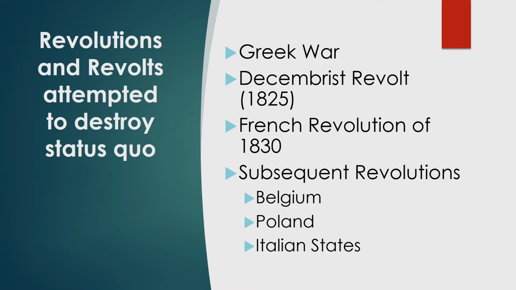And finally, there were some failed revolts in the Italian states during this time period as well. I think Modena, Parma, and others as well. And with these failed results, we're going to see continued dominance of Italy by the Austrian Empire.